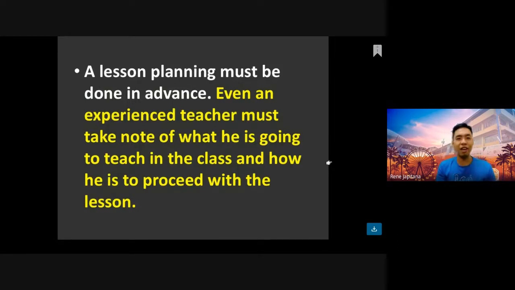Even an experienced teacher, as I said earlier, must take note of what he or she is going to teach. Being a seasoned and experienced teacher is not a guarantee that you are not obliged to make a lesson plan. Even an experienced teacher must take note of what he or she is going to teach in the class and how to proceed with the lesson. So it is a very important weapon. Being an experienced teacher does not exempt you from making a lesson plan, because for every teacher, the lesson plan is part of your life.